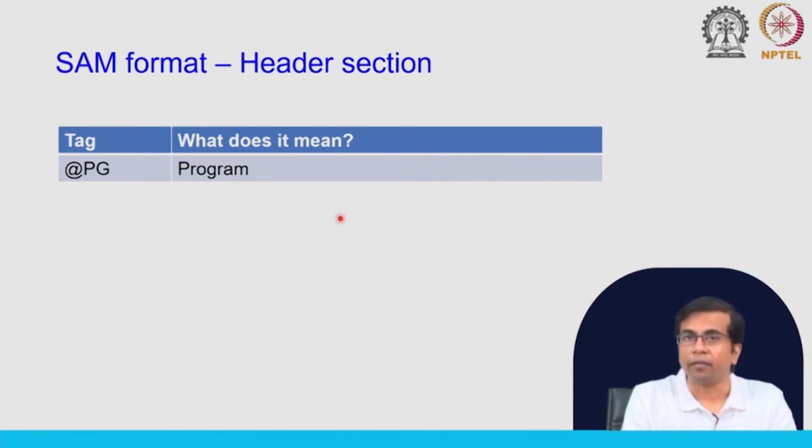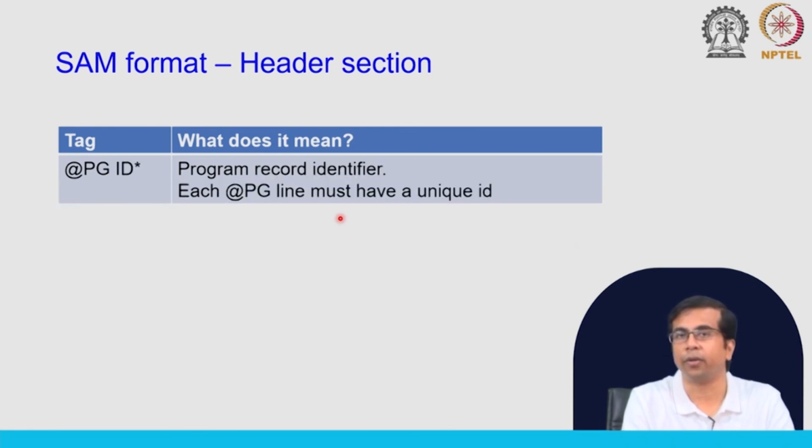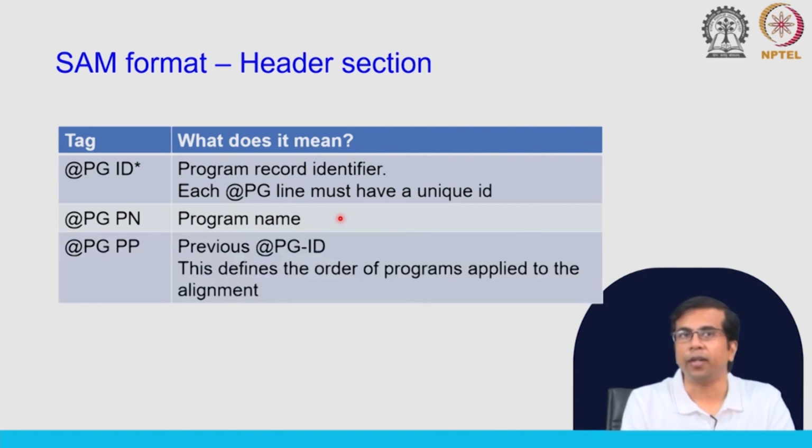Then you have another type of tag that you can get, called @PG. This is a program, so which program actually generated this SAM file. This is important. For example, in case of Bowtie2, you should see Bowtie or Bowtie2 under this value. So PG ID means there will be this identifier that will tell you, okay, this is the program that was used. The program name will be there if you have some other name.